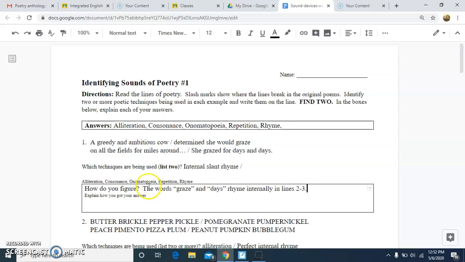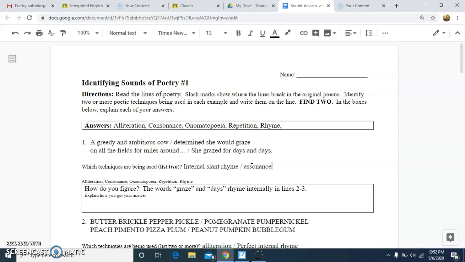Our second one then really comes down to what else do we see? So right off the bat, I see the word greedy, I see the double E. I'm looking for other E's. I see that there are E's in the words determined and she. There's an E in field. There's an E in miles. So right away I notice that the letter E is repeating. That's called assonance.